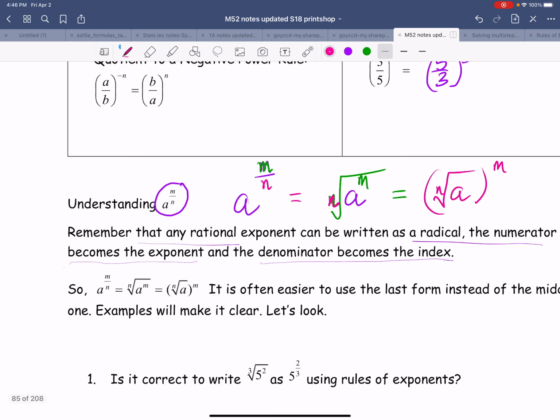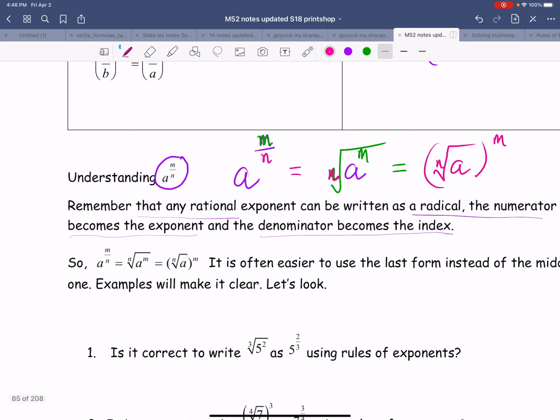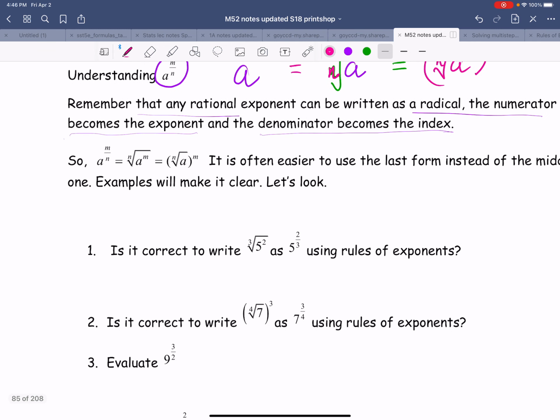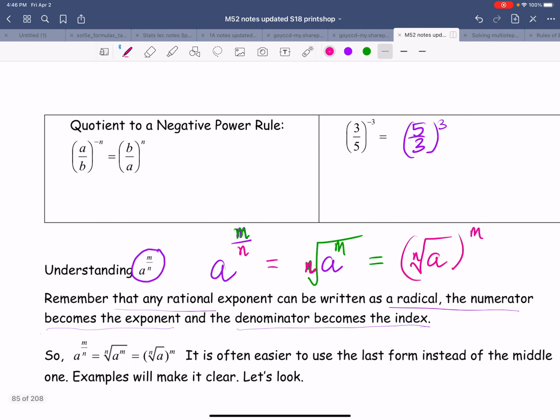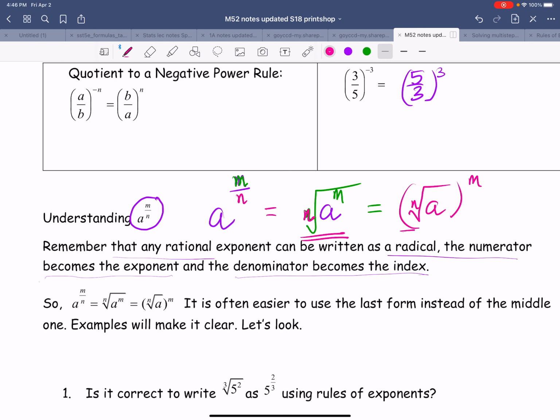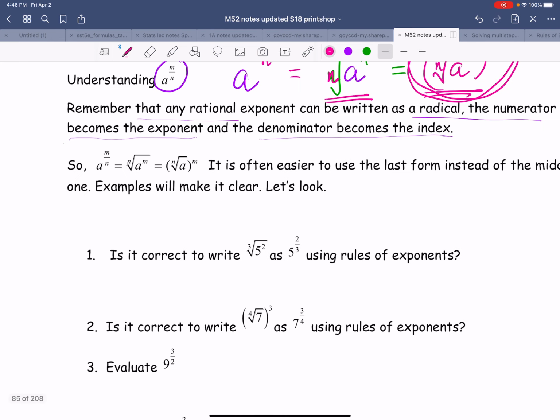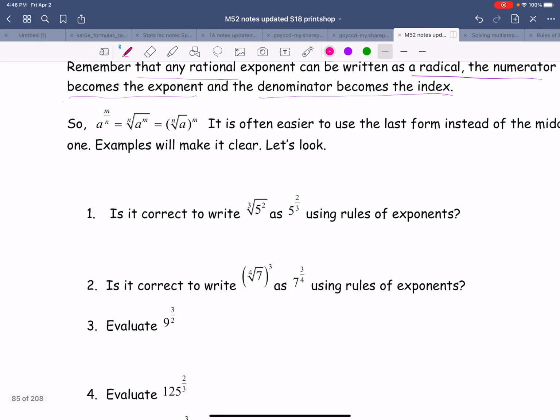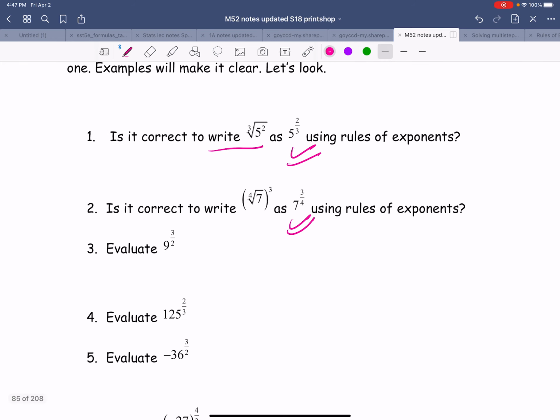Remember that any rational exponent can be written as a radical. So we are going to see some examples of this. Both ways it's correct, and usually this way is easier to simplify. Doing the nth root of a smaller number and then raising to an exponent is easier. Is it correct to rewrite cube root of 5 to the second power as 5 to the 2/3? Yes. Is it correct to write fourth root of 7 to the third power as 7 to the 3/4? Yes. Evaluate 9 to the power 3/2.